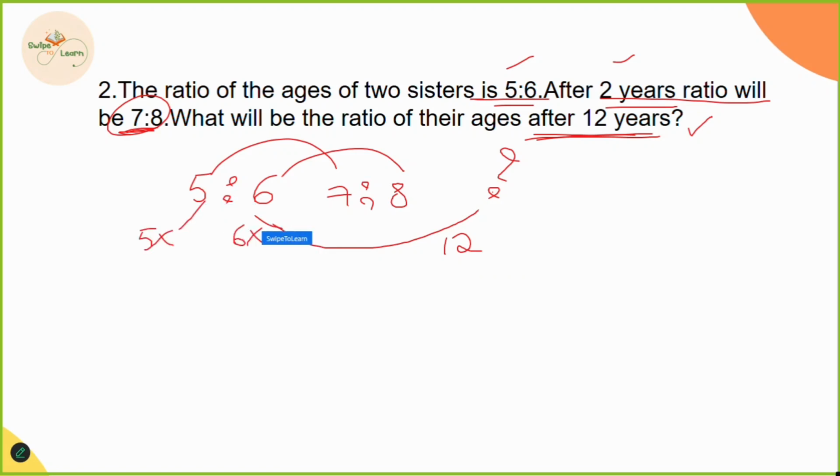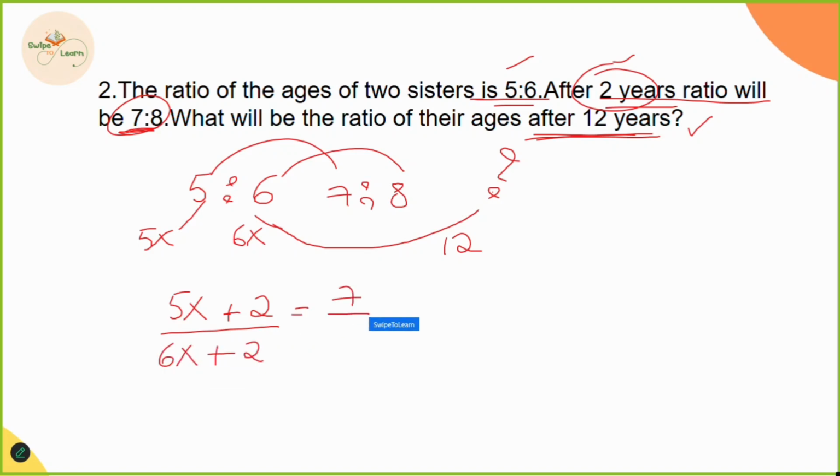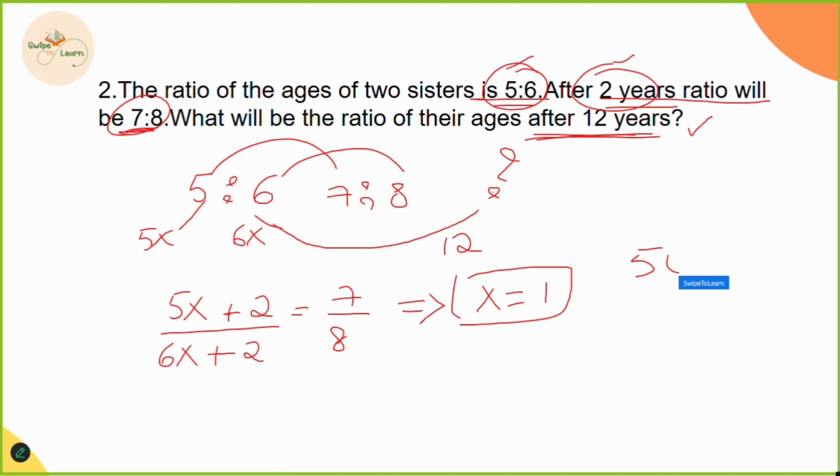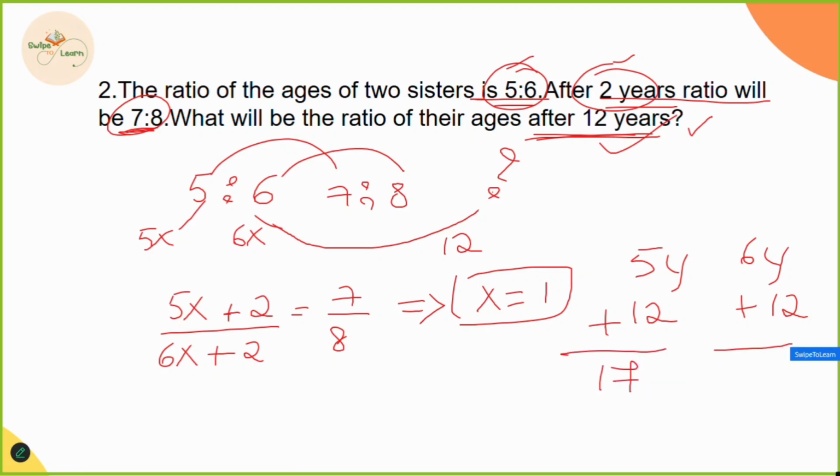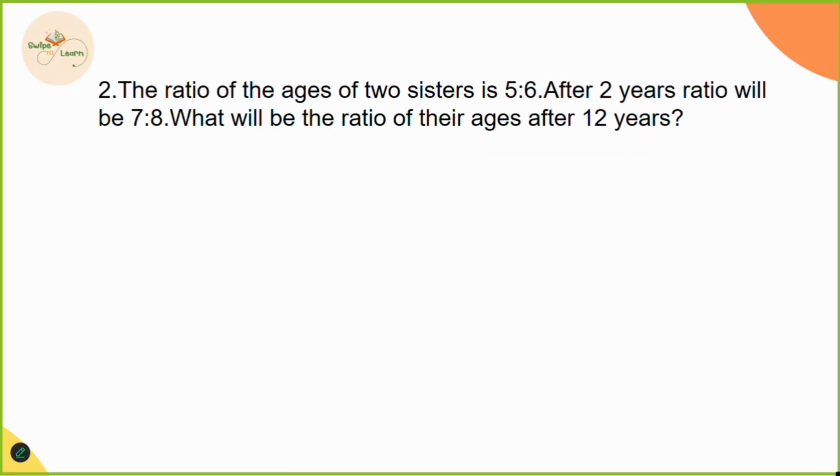5x and 6x. They said that after 2 years, the ratio will be 7:8, which means from 5x we add 2, and similarly to 6x we add 2, and the ratio will be 7:8. By simplifying this, we get x equals 1. If x equals 1, the current ages in the ratio 5:6 are 5 years and 6 years. It's easy now to find the ages after 12 years, just add 12 to each. So 5 plus 12 becomes 17 and 6 plus 12 becomes 18. So the ratio after 12 years becomes 17 is to 18.